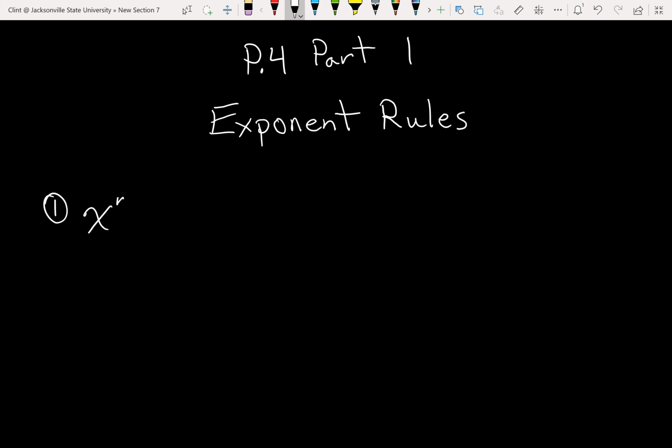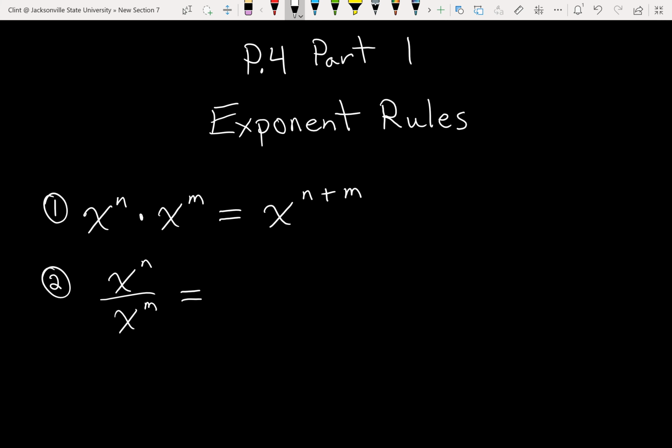The first one is that if we have terms that have the same base, so I'm making both of these have the base x, and we multiply those, then the way we deal with the exponents is we add them. So we have whatever the number n is plus whatever the number m is. If we have terms with the same base and we're dividing them, so x to the n over x to the m, then our rule is that we subtract the exponents.